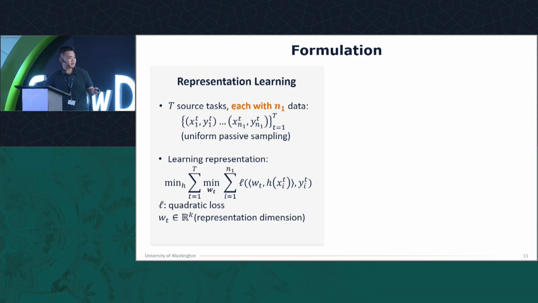So to learn the representation, which is this H function, what we do is solve a bi-level optimization problem. In the outer loop, you try to minimize small h, and this h is shared across all T tasks. Let's focus on the linear prediction layer, the last linear layer, which we denote as W1 to W big T. So you have T K-dimensional linear predictors.